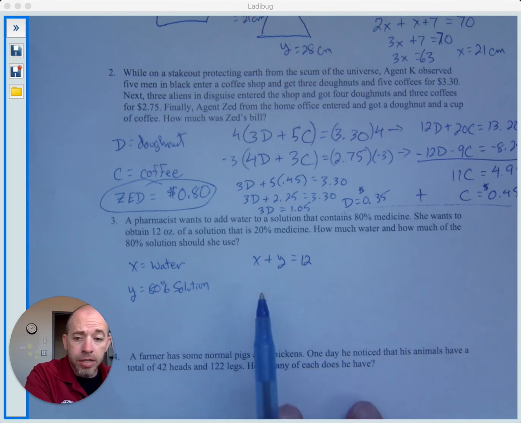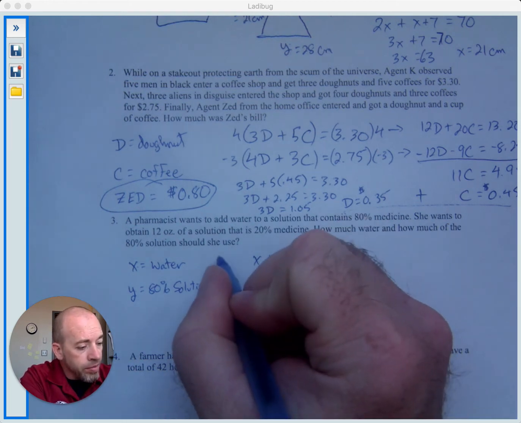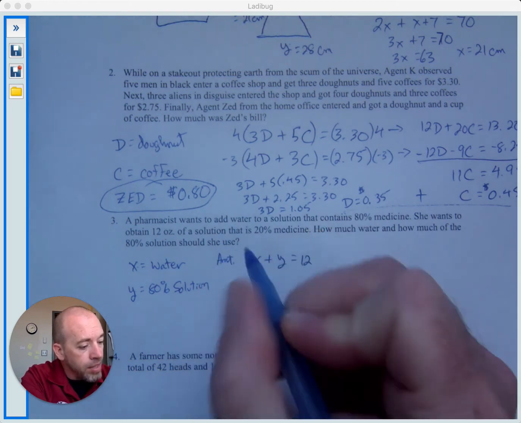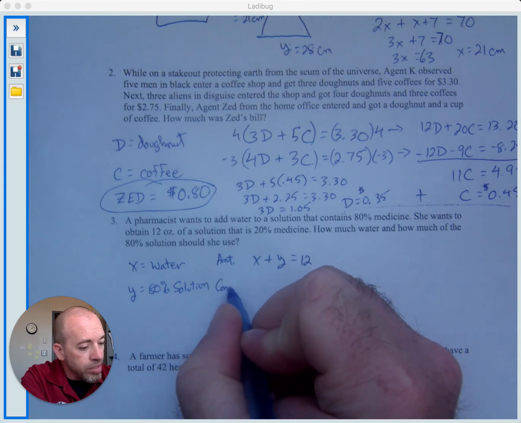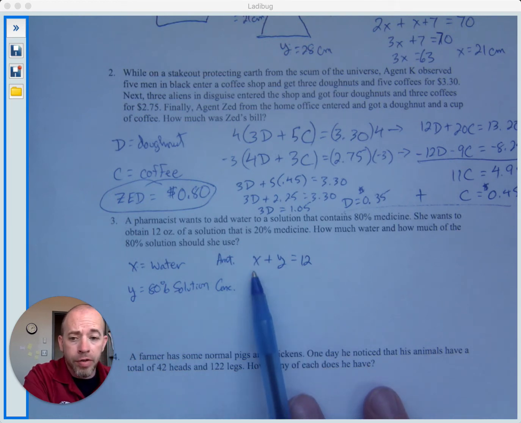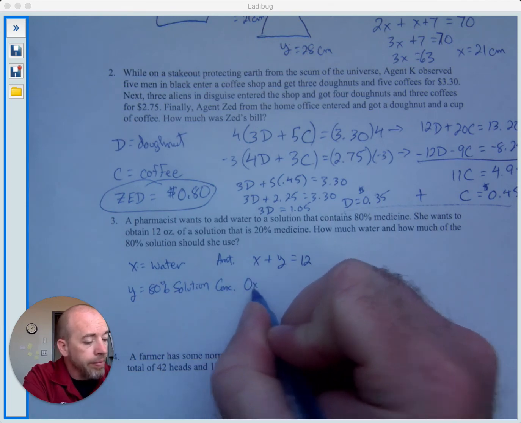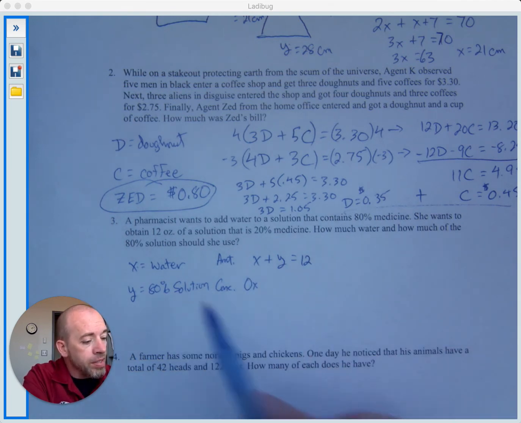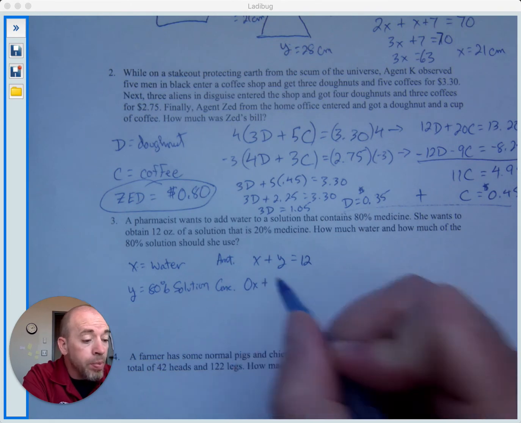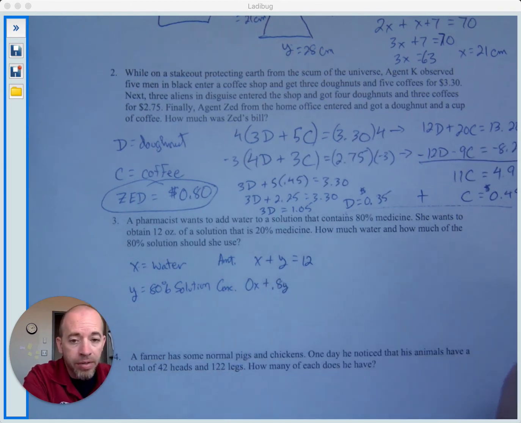The next equation is a harder one, but it's the concentration equation, basically. This equation really represents the amounts, and the next one is going to represent the concentration of both of these things. So what's the concentration of the water? Well, as far as medicine goes, it's 0, right? So we have 0 concentration for the water. The 80% solution is 80%, so that's 0.8. So I'm going to write 0.8 concentration times the amount, Y.